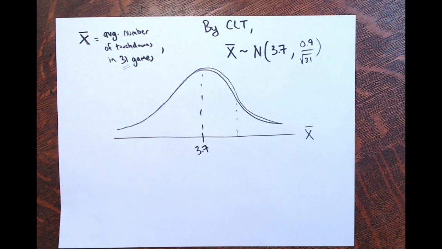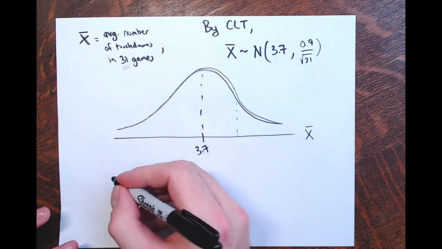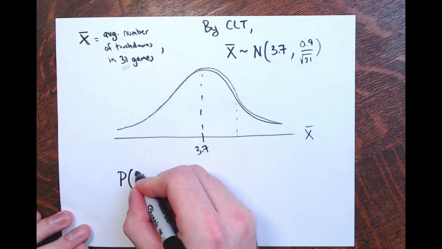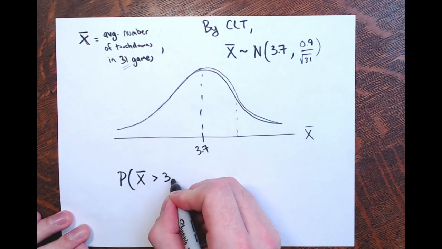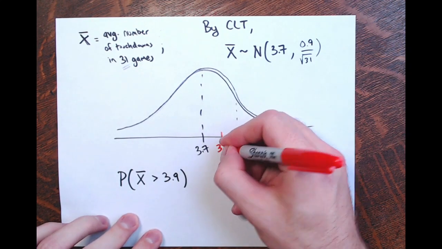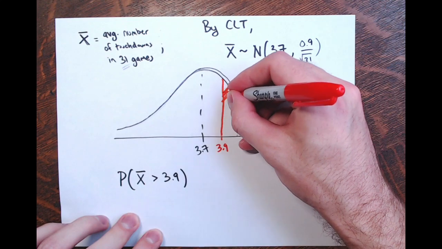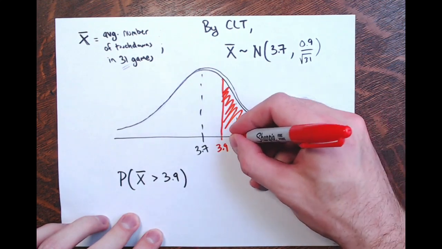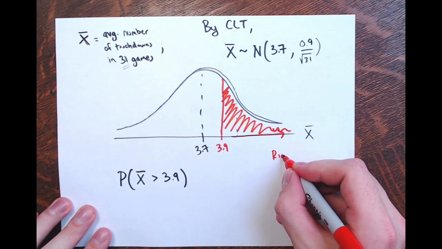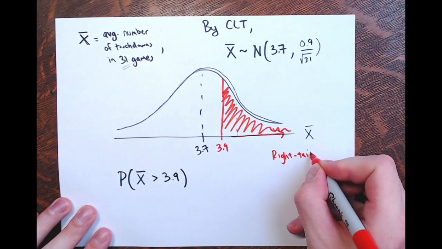Now we're asked, what's the probability that if I look at a group of 31 games and take the average number of touchdowns in those 31 games, that average is greater than 3.9? Remember, this corresponds to an area. Now 3.9 would be here. And we're talking about this area, right? Greater than 3.9, we're talking over here. So it's definitely a right tail probability.